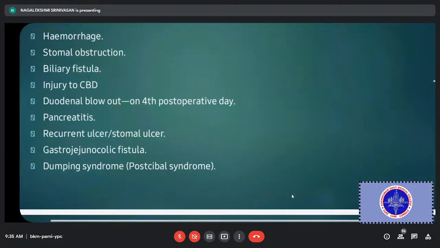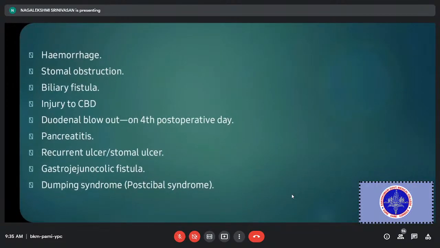that is stomal ulcer, gastrojejunocolic fistula, dumping syndrome. Among these complications, hemorrhage is because of a missed bleeding vessel that can bleed inside, and the patient can present with hematemesis postoperatively.